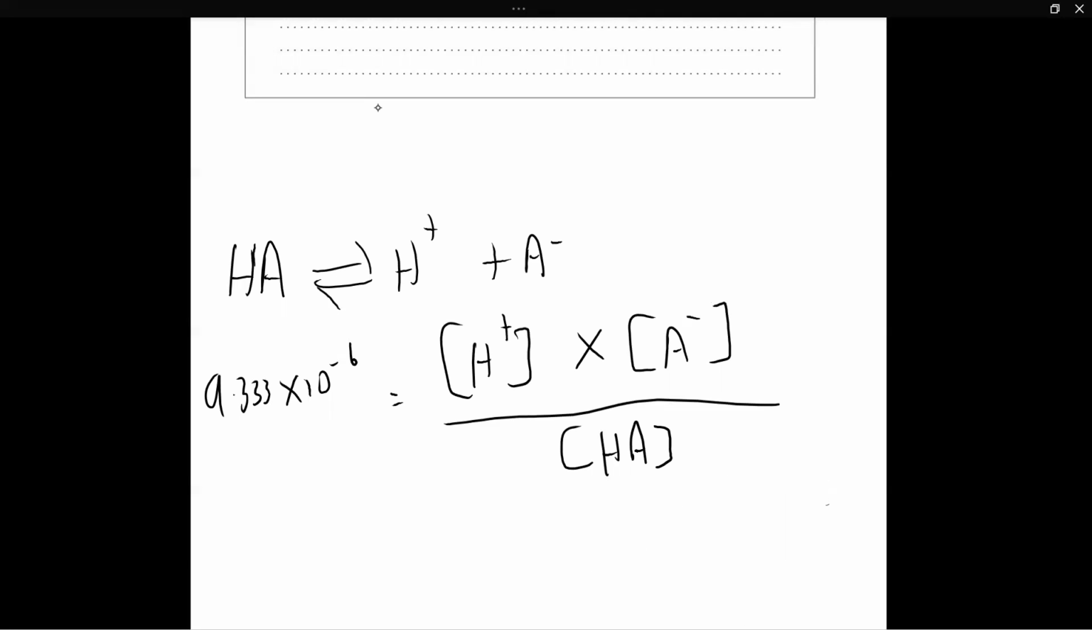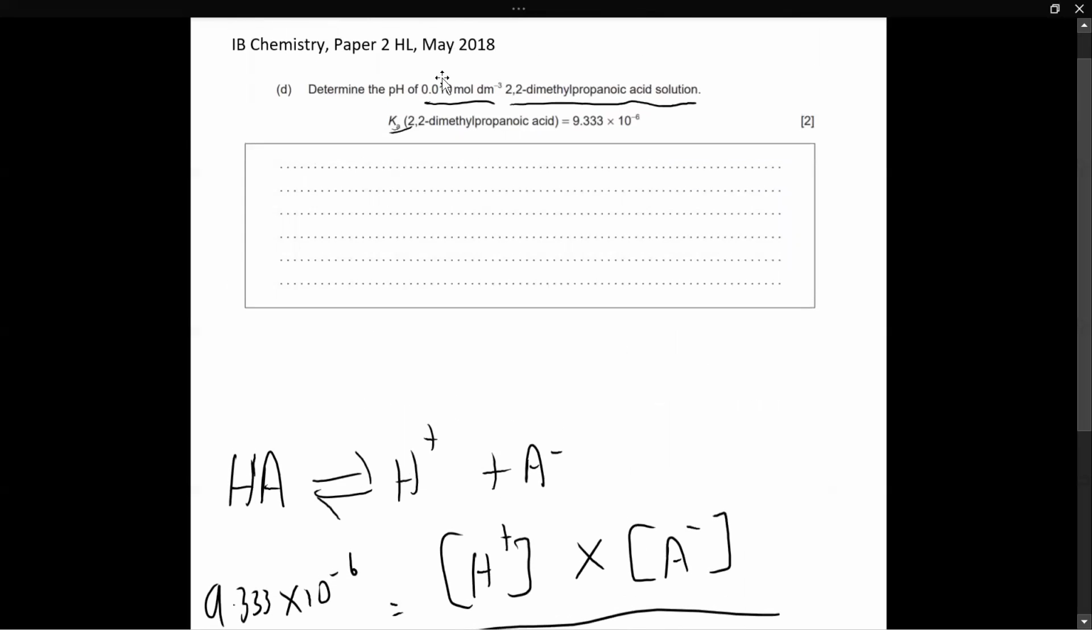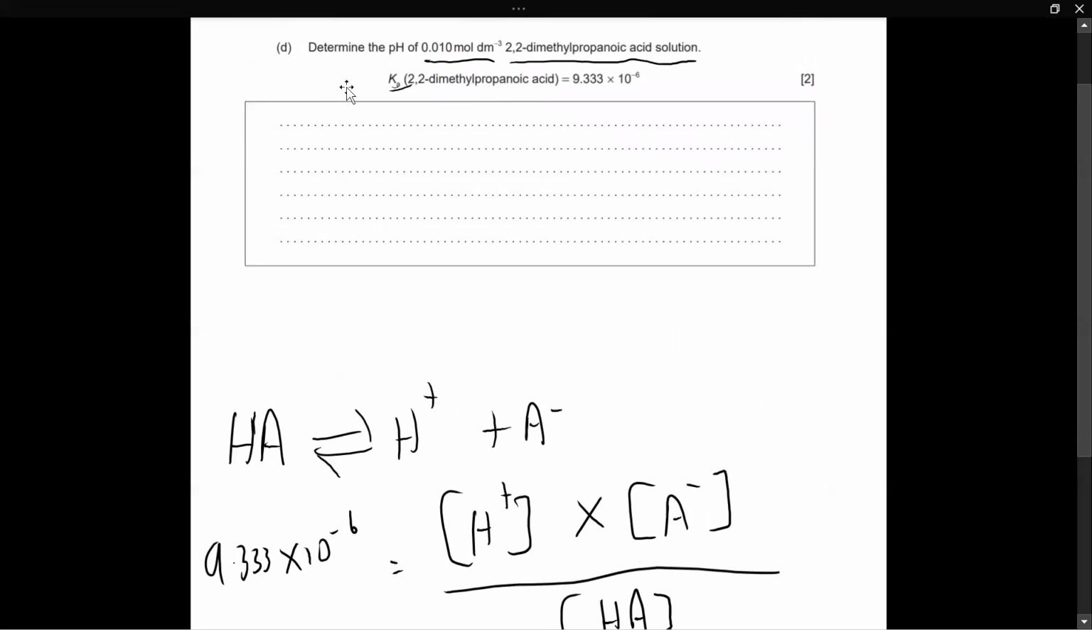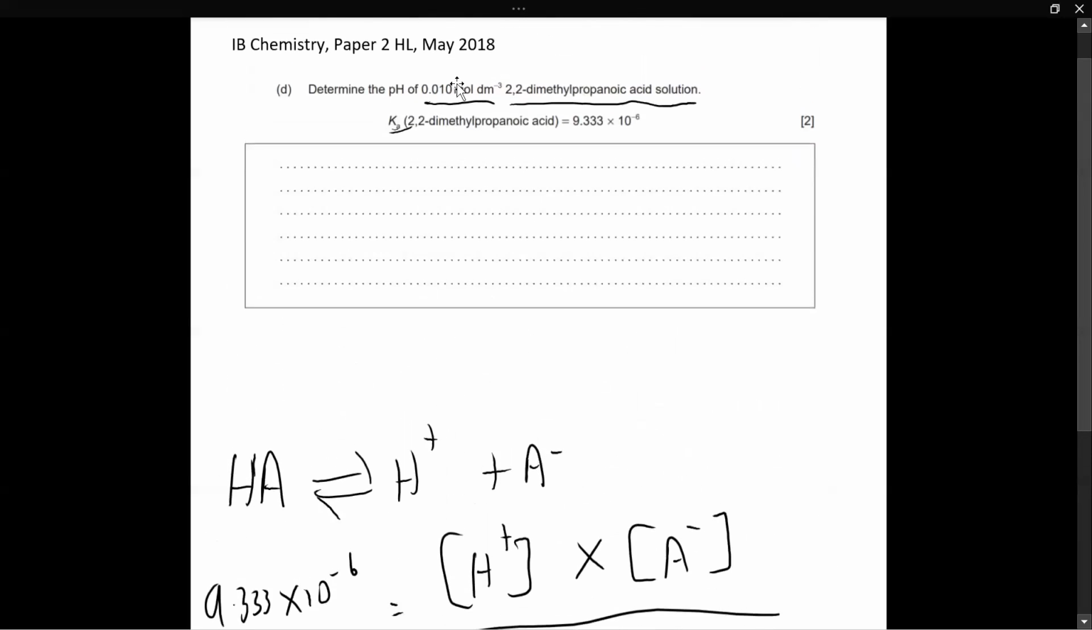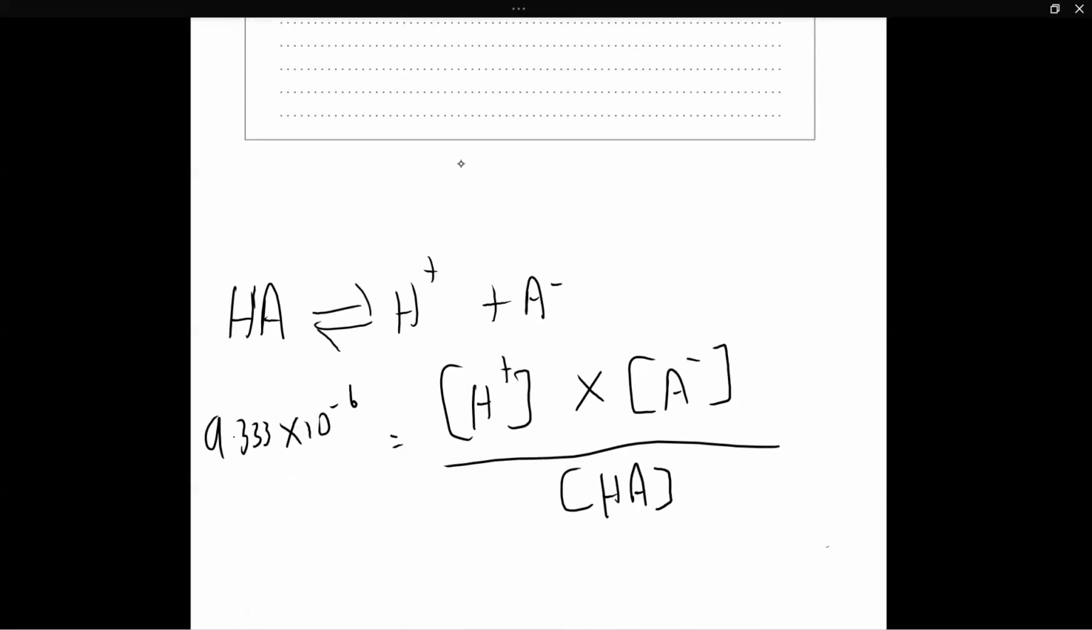We don't know the concentration of H plus. They have not given us that, but they have given us the concentration of the acid. They've told us that the acid has a concentration of 0.01. So the concentration, the number below, is 0.01, because remember, the number below deals with the concentration of the acid.